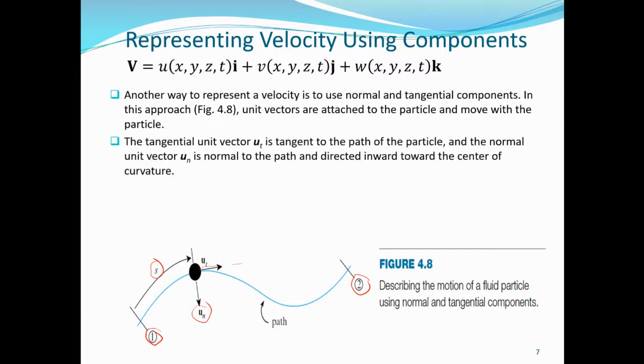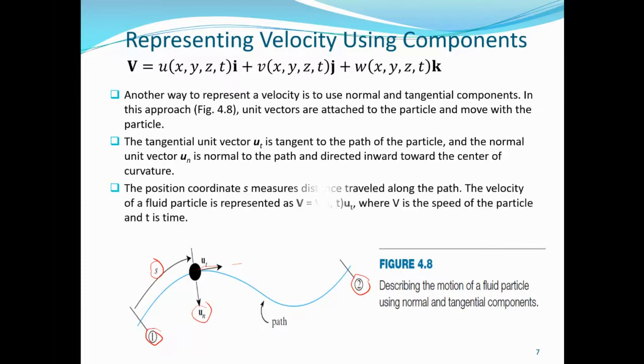The tangential unit vector is ut and is tangent to the flow path of the particle, and the normal unit vector is un, which is normal. Normal meaning perpendicular, at 90 degrees to the flow path, and directed inward toward the center of curvature, because this is curved.